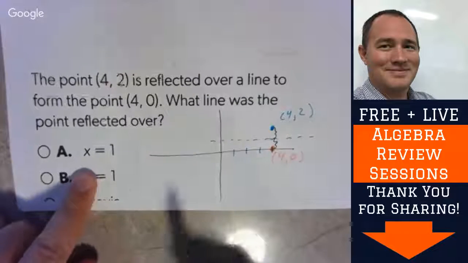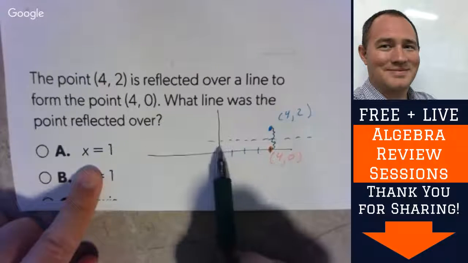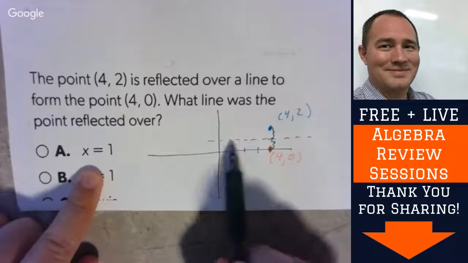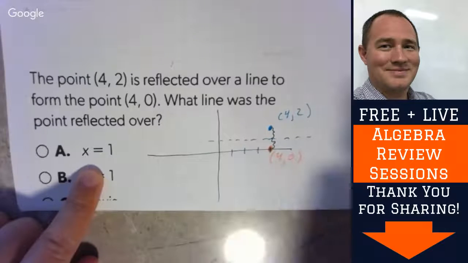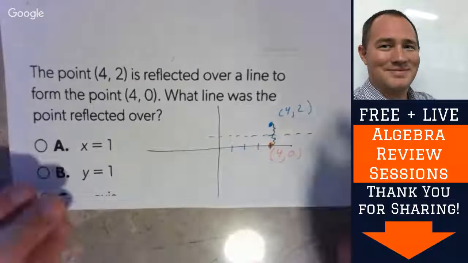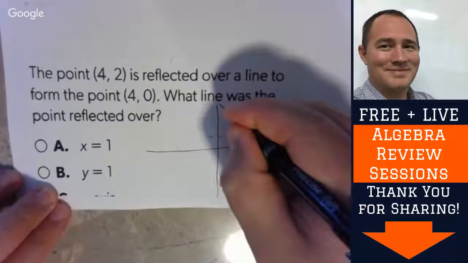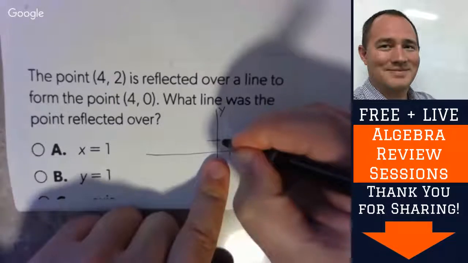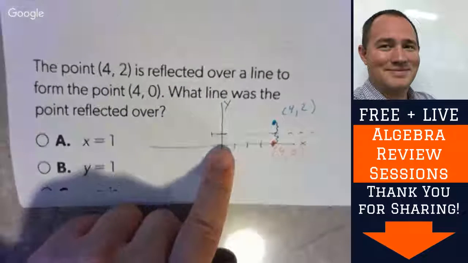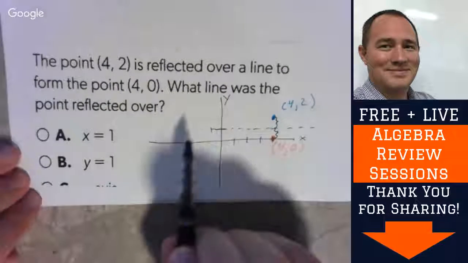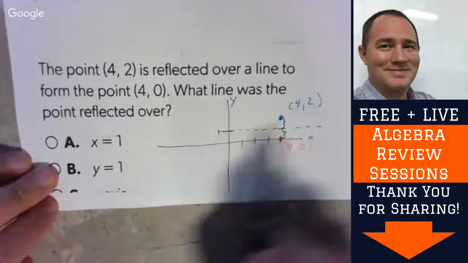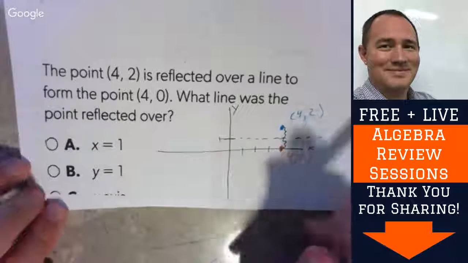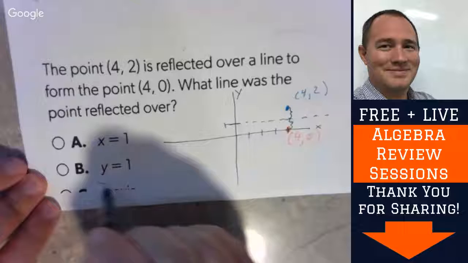So what we're looking for is does this line cross the y-axis or the x-axis? We'll label those, and of course it crosses the y-axis. Where does it cross the y-axis? It crosses at 1. So we would have the formula for this line, the equation of that line, is y equals 1.